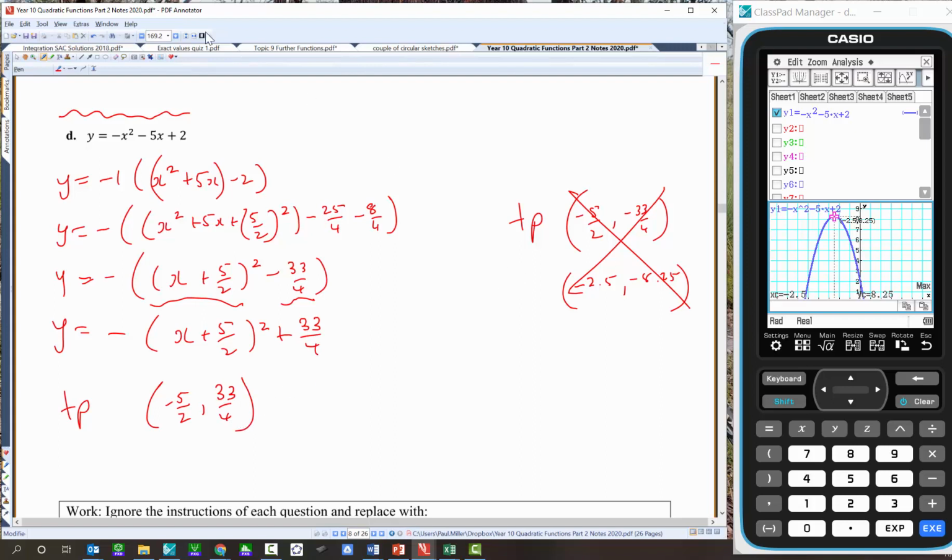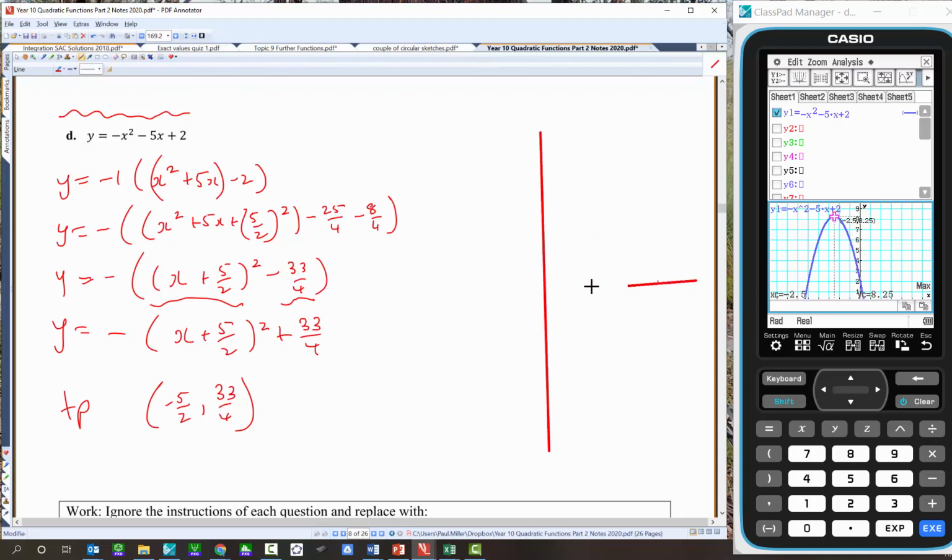All right, so let's put together our graph. Get rid of that so I've got some room. Okay, I probably shouldn't have kept this video running and subjected you to that, but never mind. Okay, so here's our turning point at negative 5 on 2 and 33 on 4. So there it is there.